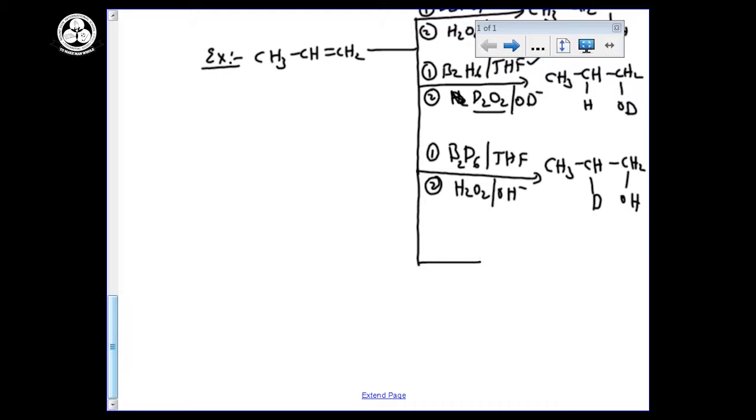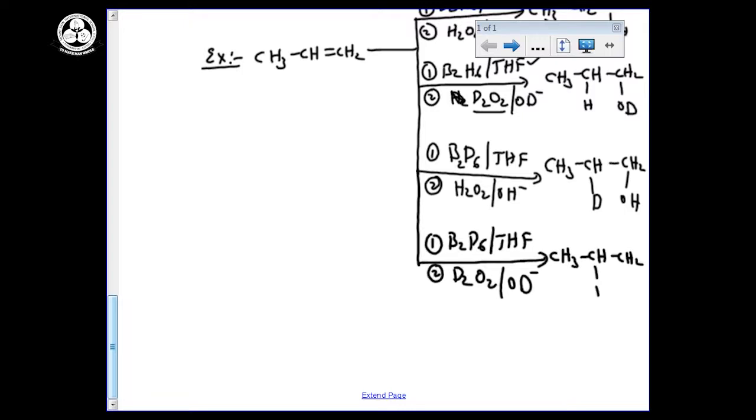And the fourth one is B2D6 in THF, and second one is D2O2 in presence of OD minus. All are deuterium. Now it becomes CH3CH-CH2, here also D and here also OD. So different questions they will ask.